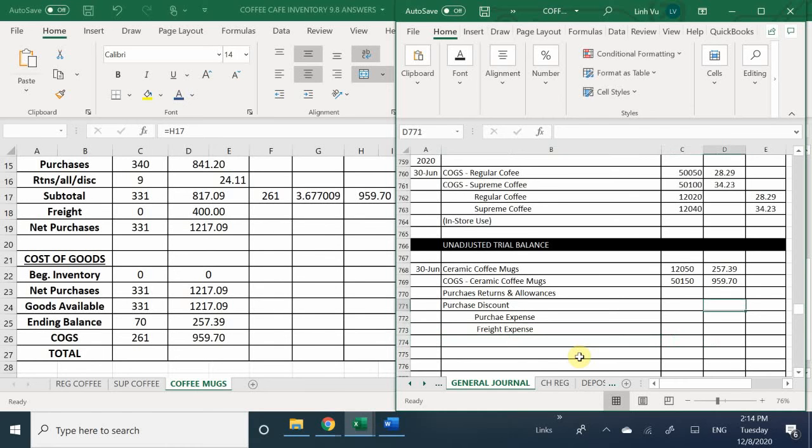Okay, so what account number is my purchase returns and allowances? 61550. And my purchase discount? Oh, excuse me, I'm sorry. The purchase discount was the 61550. My bad. The purchase returns and allowances is 61500. Okay. All right, no worries.